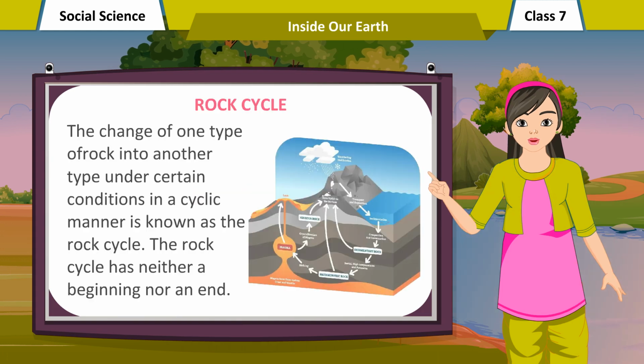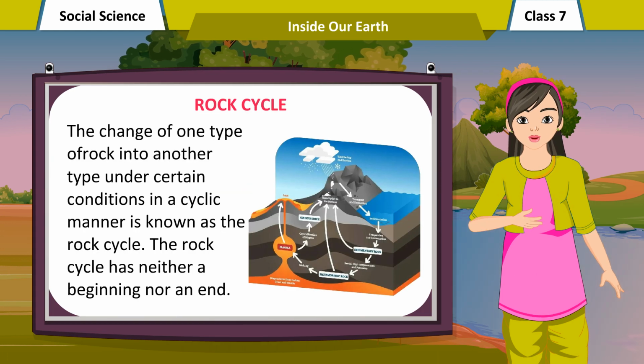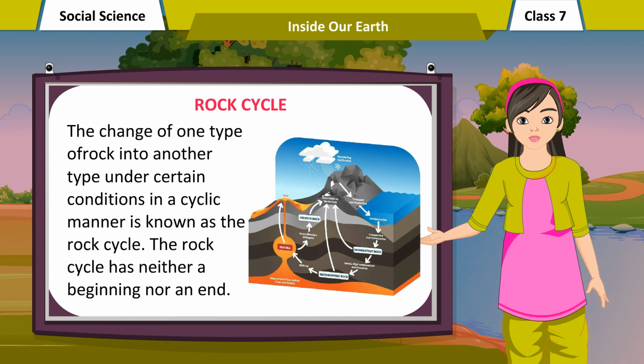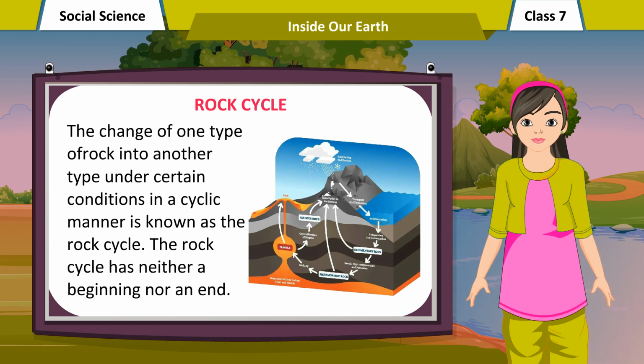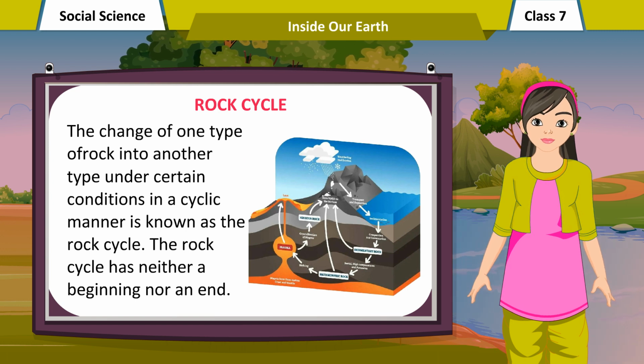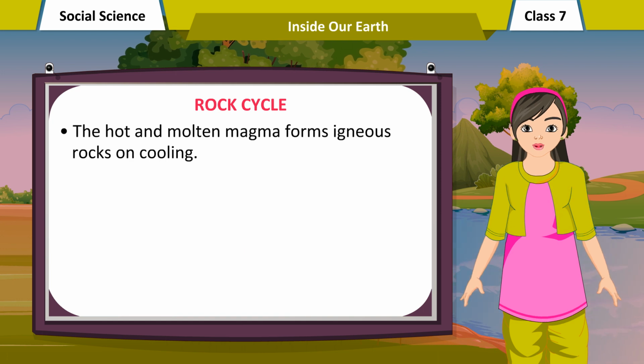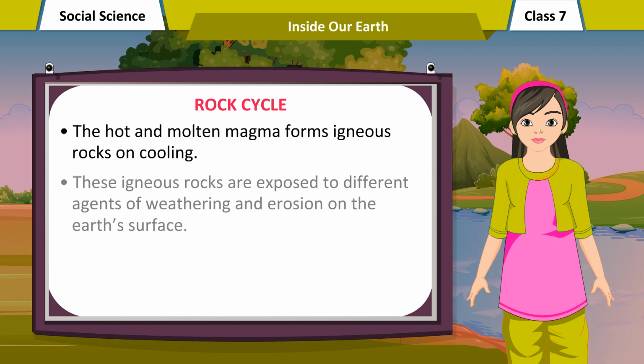Rock cycle. The change of one type of rock into another type under certain conditions in a cyclic manner is known as the rock cycle. The rock cycle has neither a beginning nor an end. The hot and molten magma forms igneous rocks on cooling.